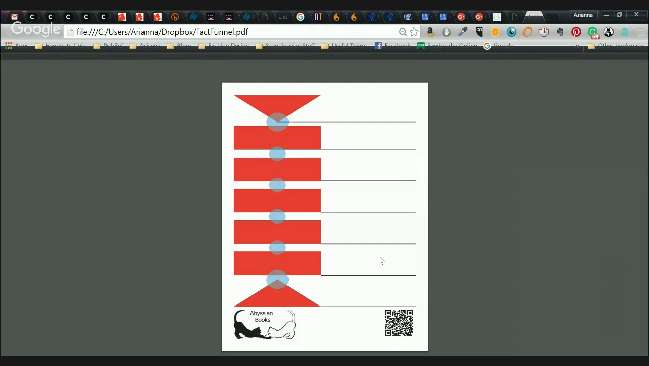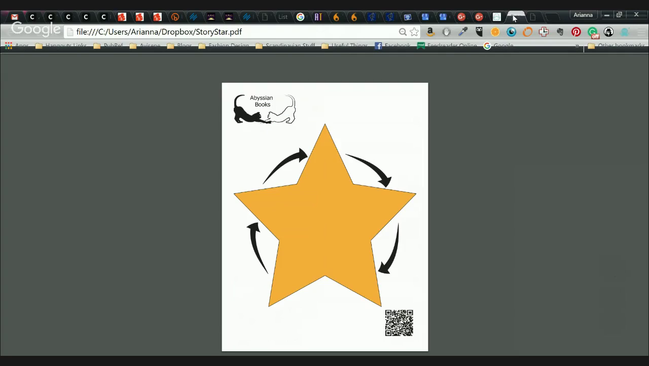And so to go back to the story star for a minute, a 5-pointed star has a point of reflection, a line of reflection that goes straight from the center of the top to the center of the bottom. And you'll notice that the inciting incident and your resolution mirror each other, and your complication and your crisis mirror each other.